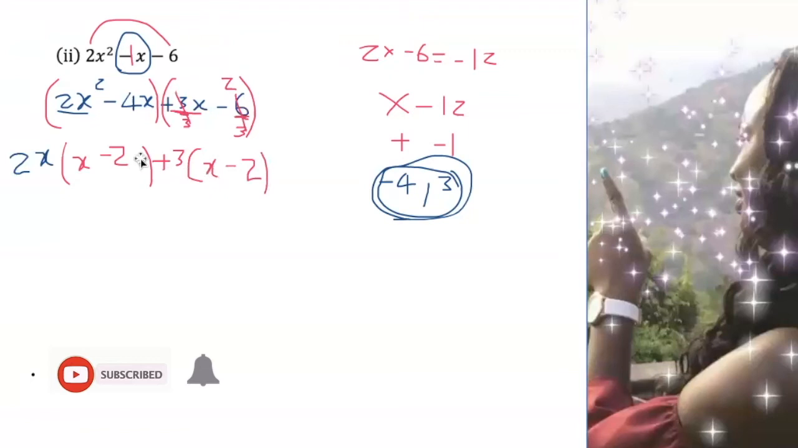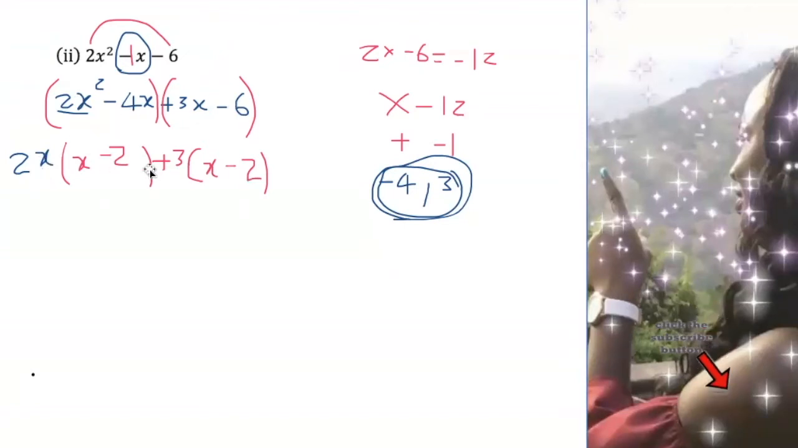If you realize both of these brackets, they must be the same for us to continue to the next line. Also, you can always check if your answer is correct. What you can do, you can clear the bracket. 3 times x, 3x. 3 times minus 2, minus 6. 2x times x, 2x squared. 2x times minus 2, that's minus 4x.